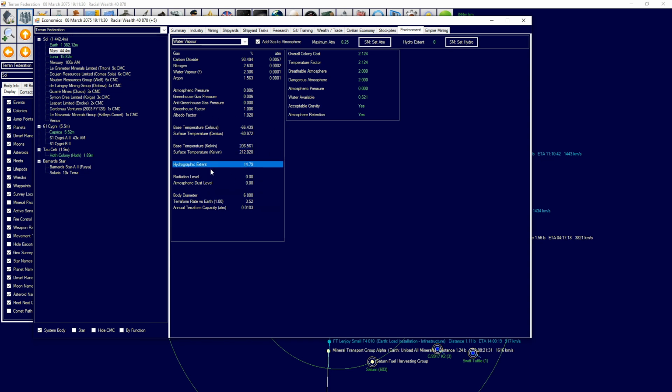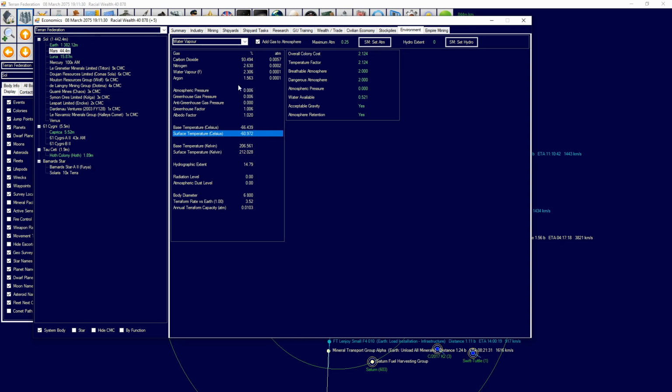And it'll show you how much you have in it. Then you have surface temperature in Kelvin, base temperature in Kelvin. Those aren't that important. Then you have base temperature in Celsius, and then surface temperature. Surface temperature is what you want to be looking at for when you're determining your temperature factor. So Mars is very cold at minus 60 degrees Celsius, and so we have a temperature factor cost of 2.124.